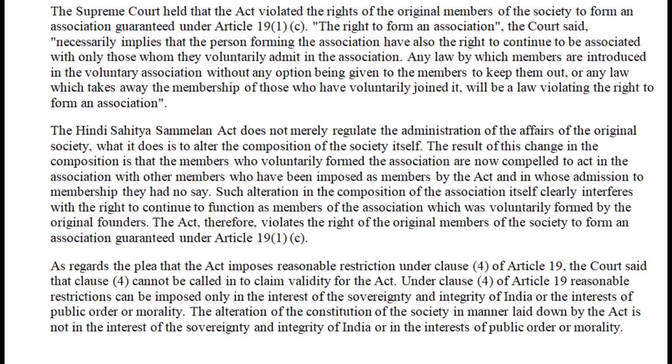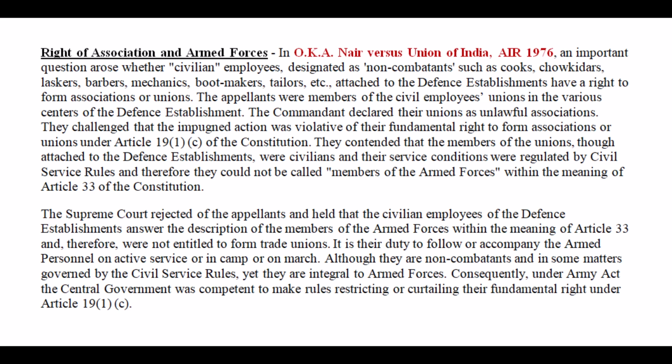As regards the plea that the Act imposes reasonable restriction under Clause 4 of Article 19, the Court said that Clause 4 cannot be called in to claim validity for the Act. Under Clause 4 of Article 19, reasonable restrictions can be imposed only in the interest of the sovereignty and integrity of India or the interests of public order or morality. The alteration of the constitution of the society in the manner laid down by the Act is not in the interest of the sovereignty and integrity of India or in the interests of public order or morality.